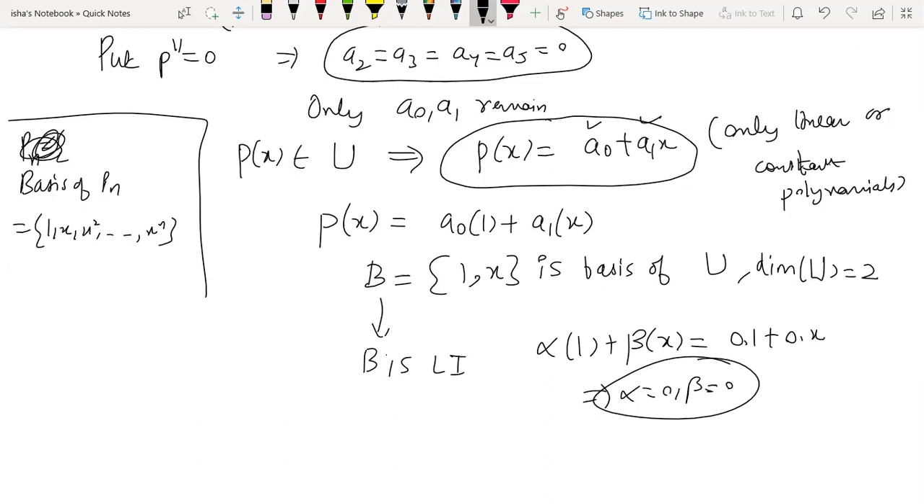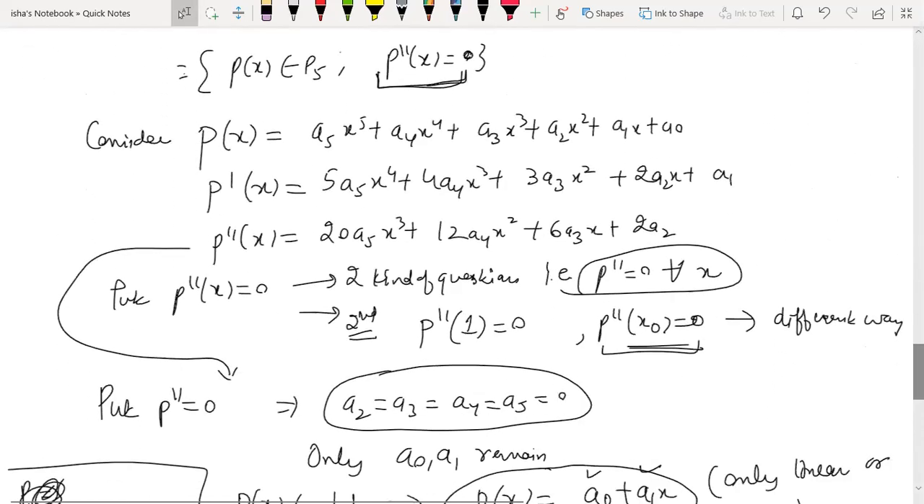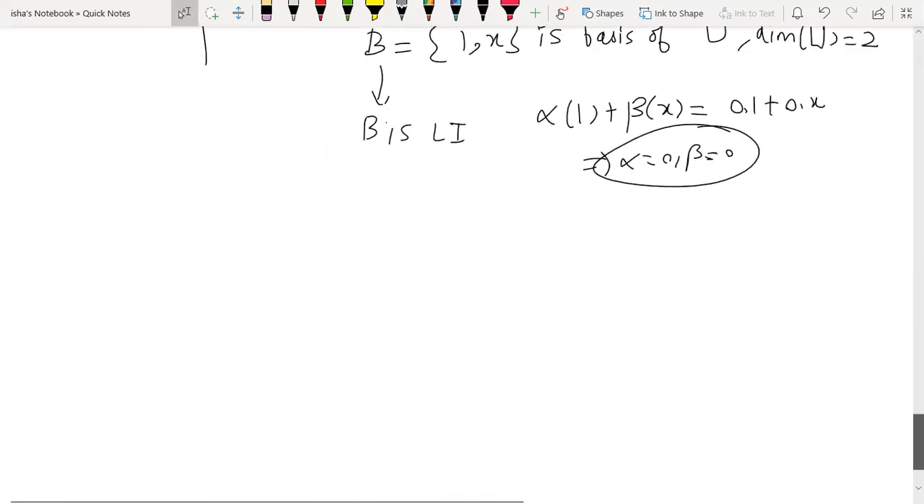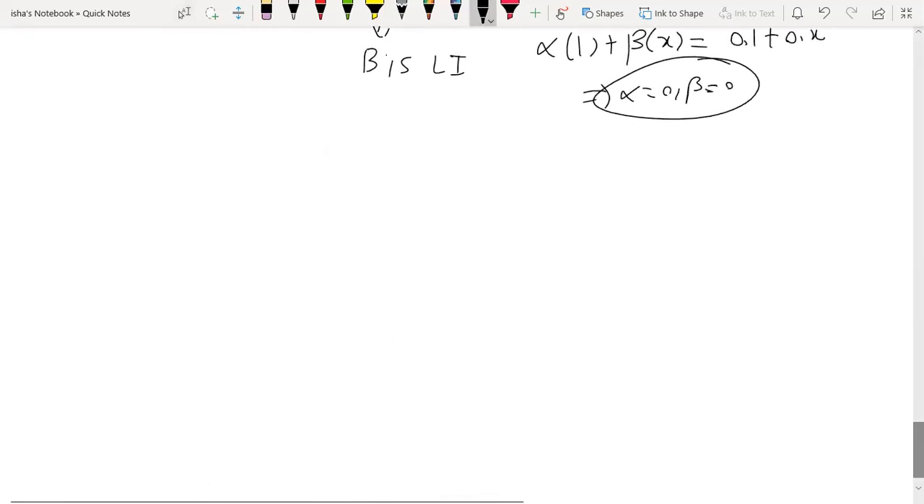So now let's do a similar question. Just the way I told you that there will be two kinds of questions here. In one case, we have already done. The second case, the derivative is becoming 0 at a particular point. Okay, let's do that example. So you will clearly see the difference.